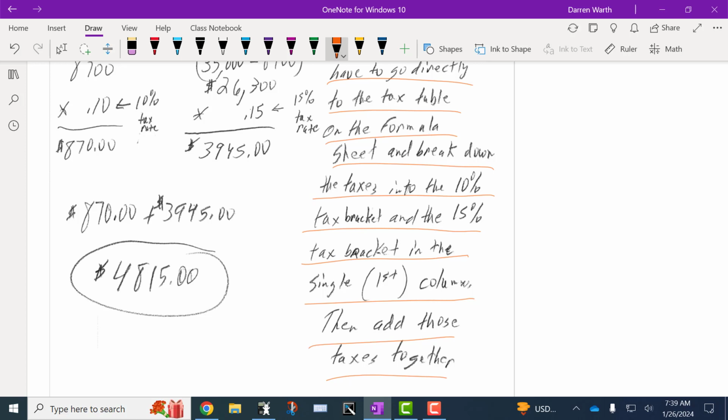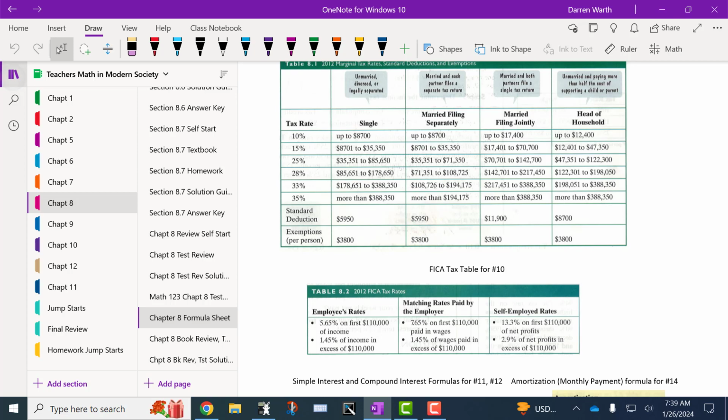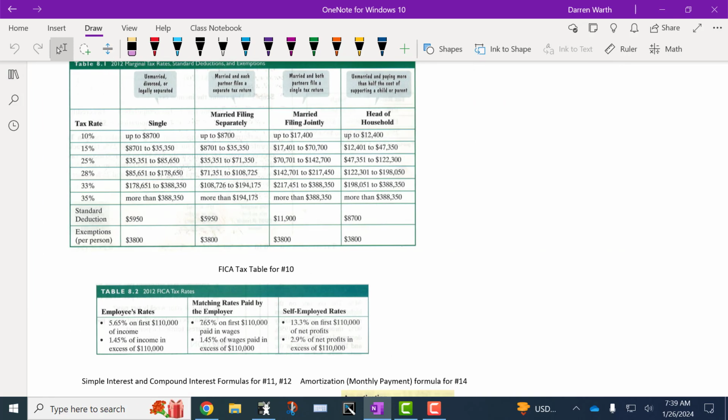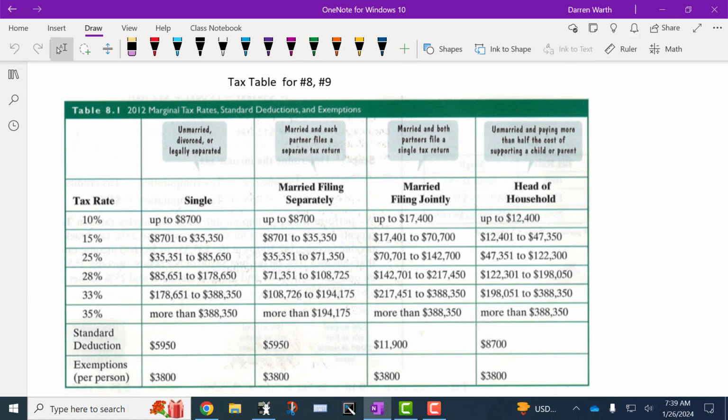So what you're going to want to do is go ahead and go to your tax table. Here's our tax table, on this formula sheet. You're going to notice I even labeled it: it says tax table for number 8 and 9. Notice this particular individual is a single person, so you're going to go to the column that says single. There are actually 4 separate columns here, and you're going to find the correct one, and that's single. And then it says they have a taxable income of $35,000.